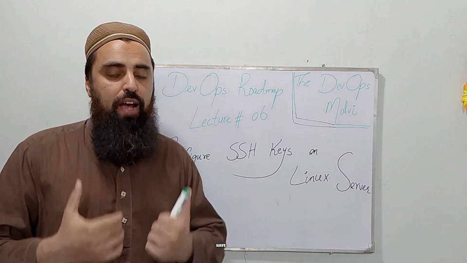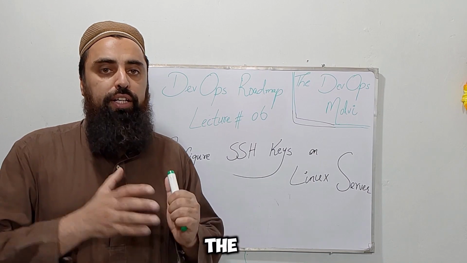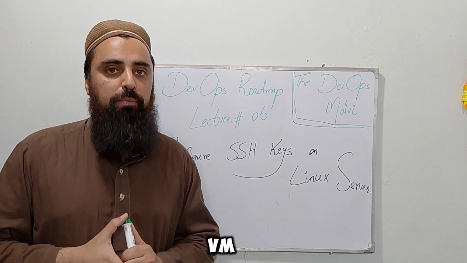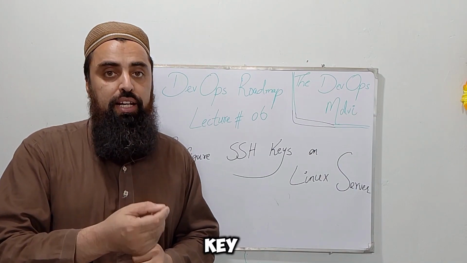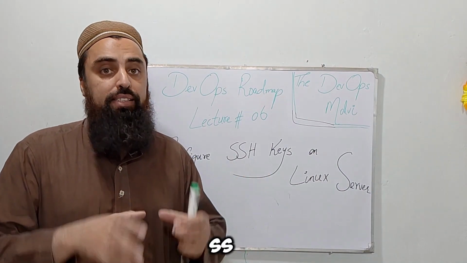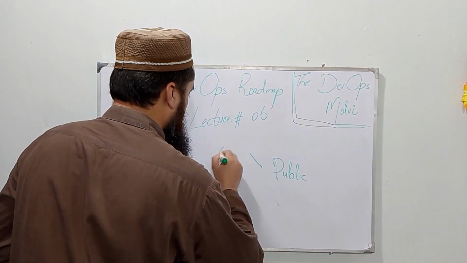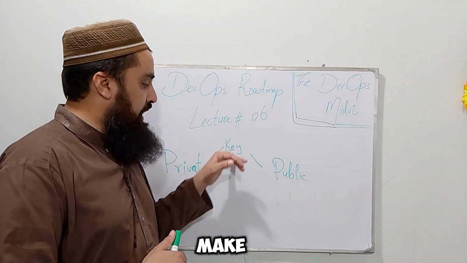For instance, I have PuttyGen installed on my computer. I will use the keys to connect with my remote VM. In each key pair, there is a private key and a public key. That's why it is known as an SSH key pair. So a private key and a public key make a key pair.